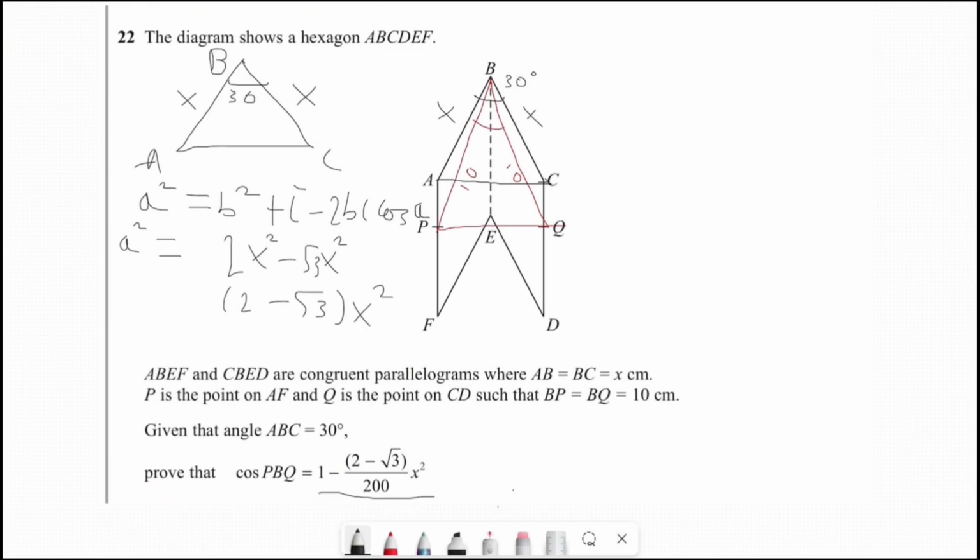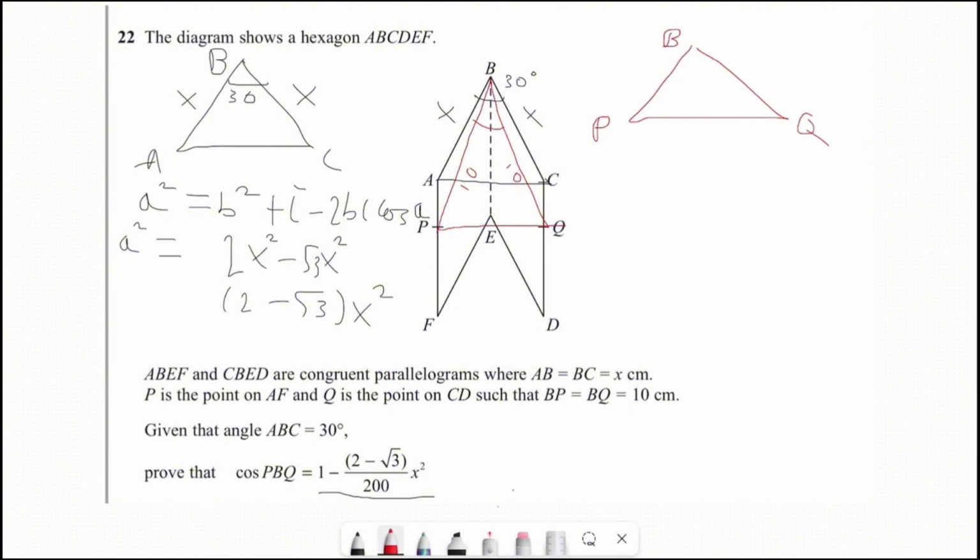Now if you look at the proof, it says cos PBQ is equal to 1 and then minus 2 minus root 3. Well, we've already got a 2 minus root 3 and an x squared. So we're already on the right track. So let's not square root this. Let's leave it as a squared for the moment. Let's move on to the red triangle, which is triangle PBQ.